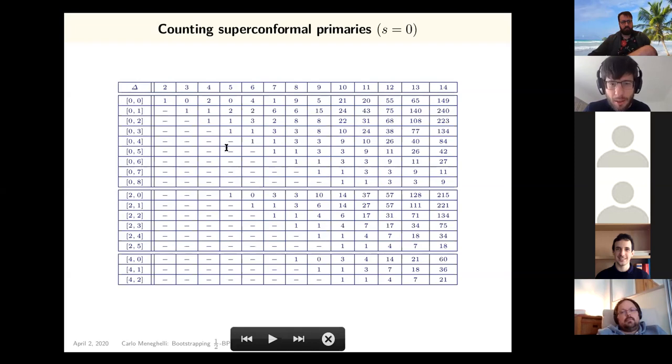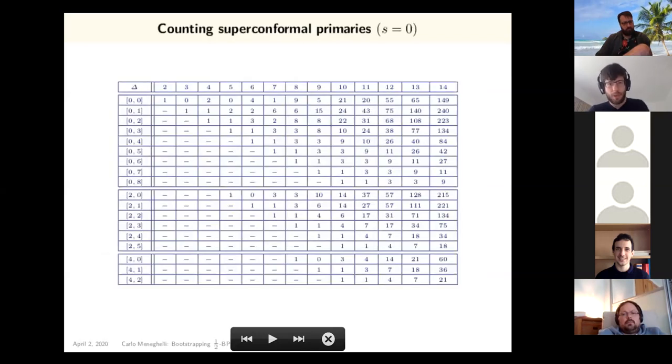But one other interesting thing about this table is that if you look at operators where these numbers are, for example, 0 to here, the operators on this diagonal are non-degenerate. And this is an input which is very useful. And actually, it would be nice to compute the anomalous dimension of those operators with the quantum spectral curve.